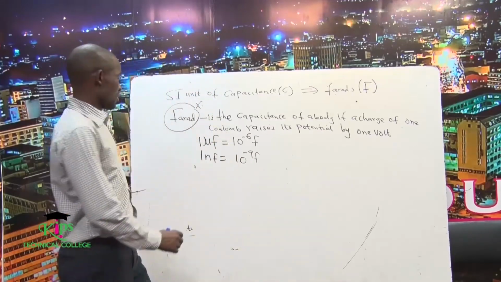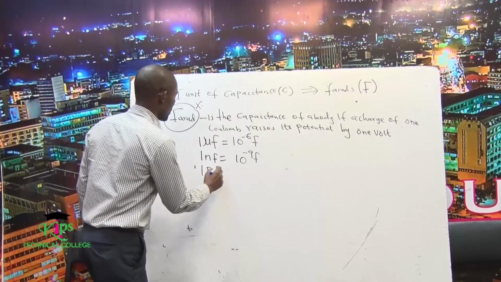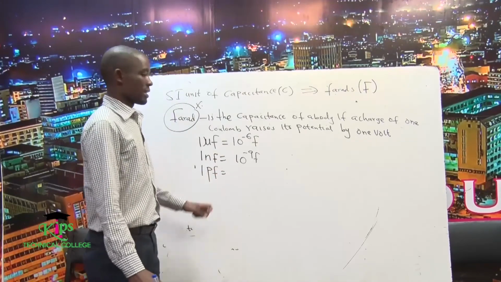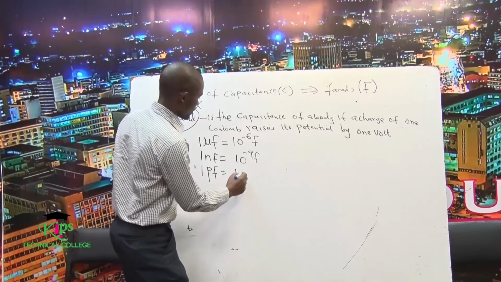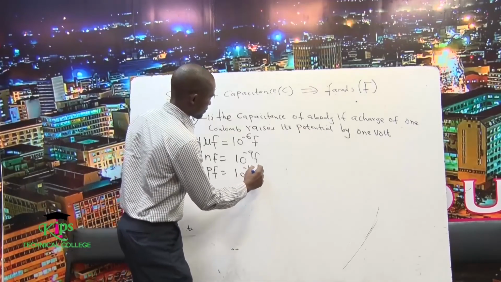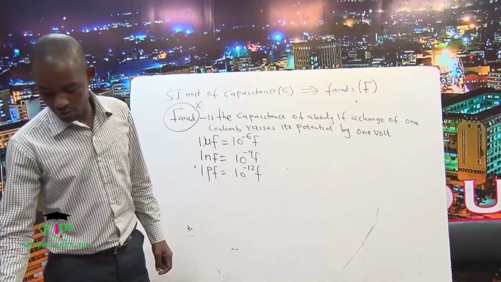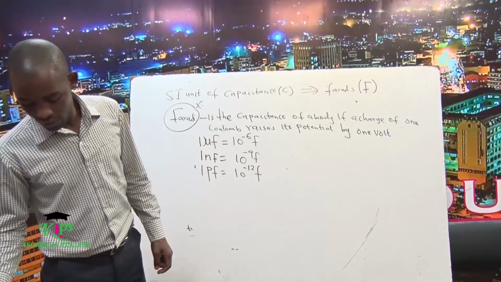And another one, you can also be given 1 picofarad. Pico in this case represents power 12. It will be equal to 10 power negative 12 farads.